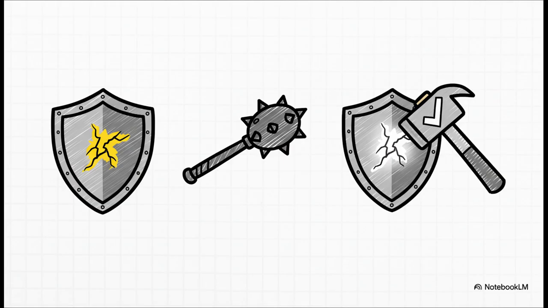So, think of it this way. A vulnerability is like a tiny crack in a knight's armor. A threat? That's the mace that's aimed right at that crack. And a test is actually swinging the mace to see if the armor holds up. Simple, right? Let's keep these in mind as we go.